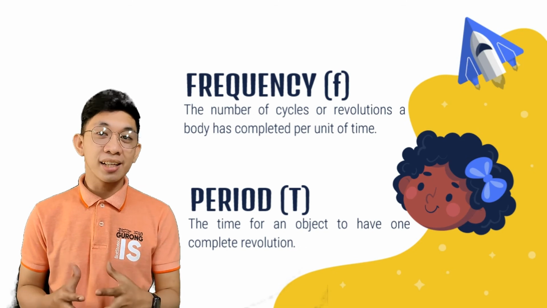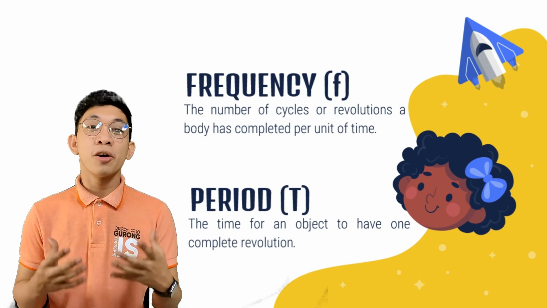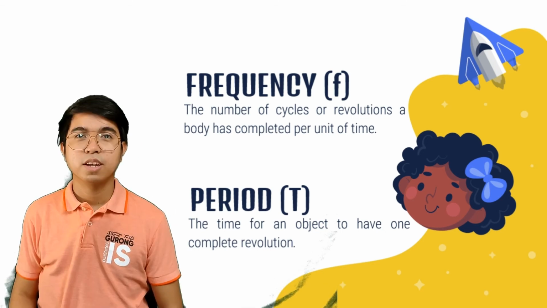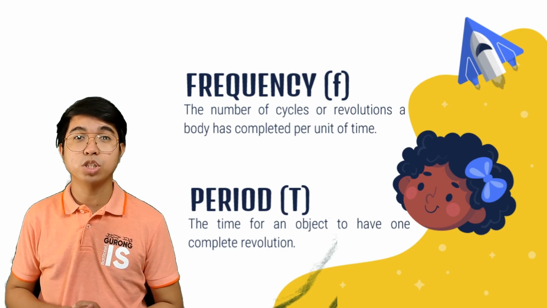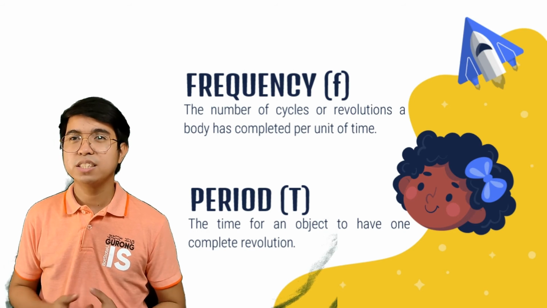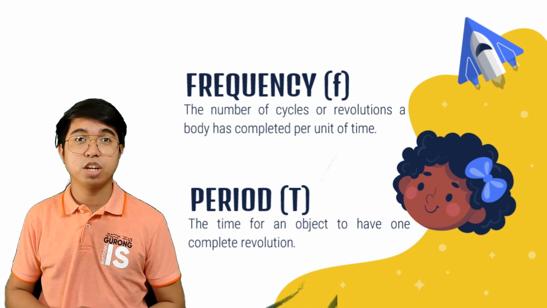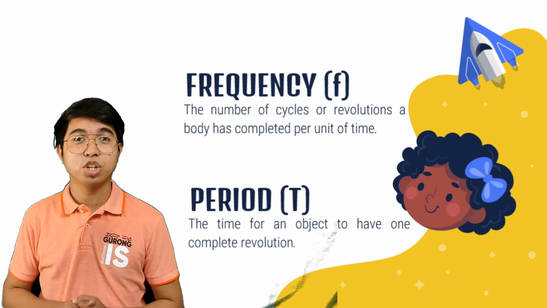The number of cycles or revolutions a body has completed per unit of time is called frequency. In symbol, we have lowercase letter f. On the other hand, the time for an object to have one complete revolution is called period, or uppercase letter T. Notice that assumed in the definition is the circular path with a given radius r that defines the trajectory of the motion. Also notice that the velocity v at any time is along the tangent of the circular path at where the object is.